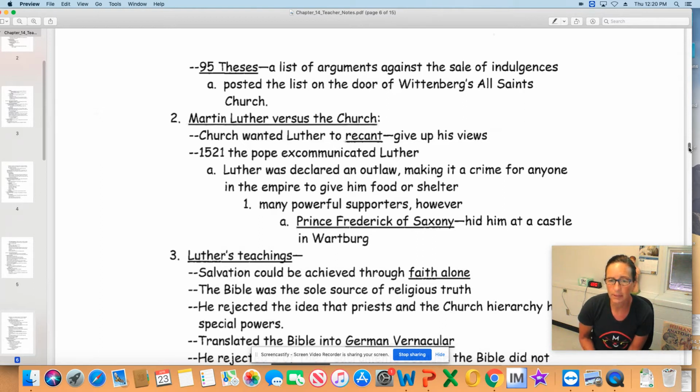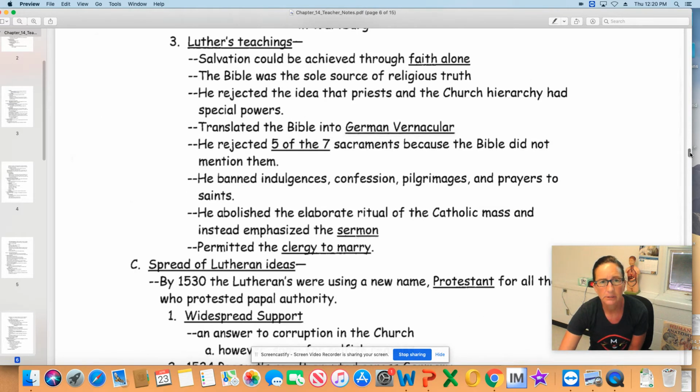But he'll have a buddy in Prince Frederick of Saxony. Prince Frederick will hide Martin Luther in his castle in Württemberg, and he'll hide him there for about a year. Luther's teachings, so that's where we get the break. Martin Luther will break from the Catholic Church. He'll be hunted down, excommunicated from the church, and this eventually leads to the start of the Lutheran denomination.